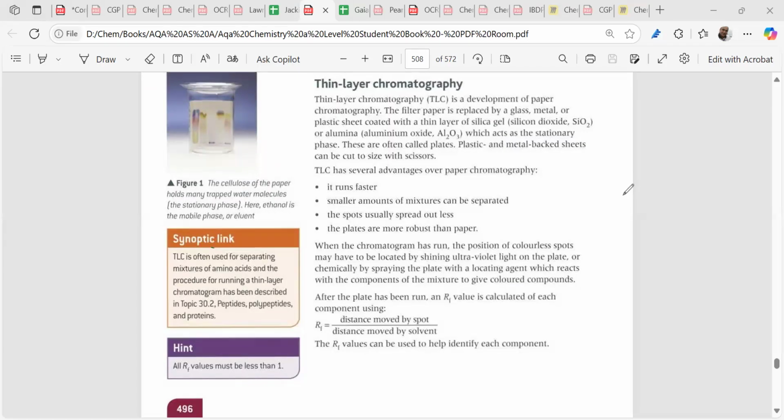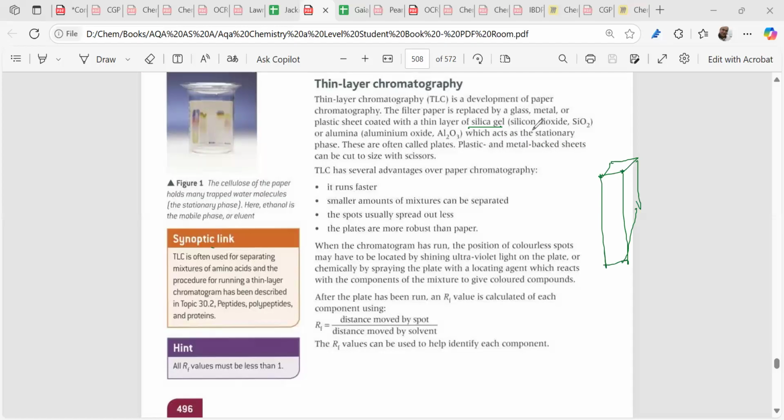Now that's not all, right? That thin layer of glass will be coated with what? It will be coated with silica gel, or we can take aluminium oxide, Al2O3. Now these will be acting as the stationary phase, right?